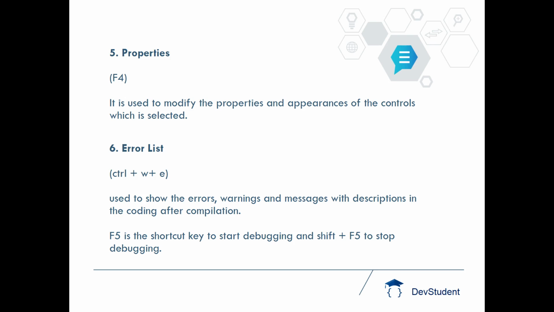And F5 is the shortcut for start debugging. That means you can see the output of your application by simply pressing the function key F5, and Shift plus F5 is for stop debugging.